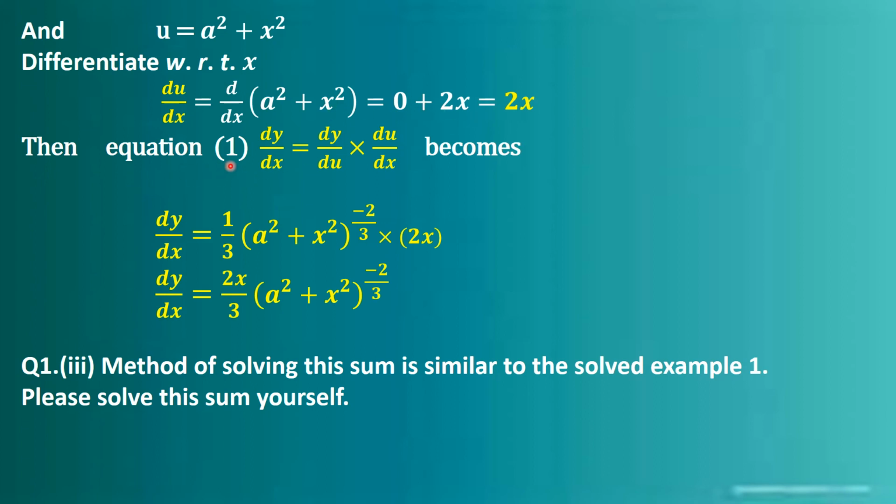Now equation 1, that is dy by dx is equal to dy by du into du by dx. We will substitute the derivatives dy by du and du by dx, which gives 1 by 3 into a square plus x square whole raised to minus 2 by 3, into 2x. These two functions we will multiply to get dy by dx. On simplification, 2x can be taken in front: 2x upon 3 into a square plus x square whole raised to minus 2 upon 3.